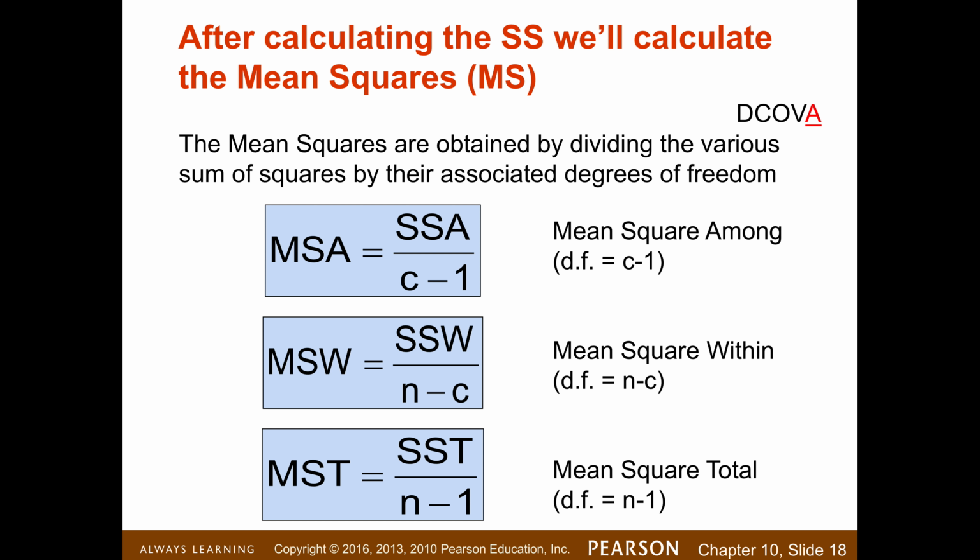C is the number of groups, so the degrees of freedom for the mean square among would be 3 minus 2. And then for the mean square within, the degrees of freedom would be our total sample size, 11, minus the number of groups, which is 3. So we would have 8 degrees of freedom for the mean square within.